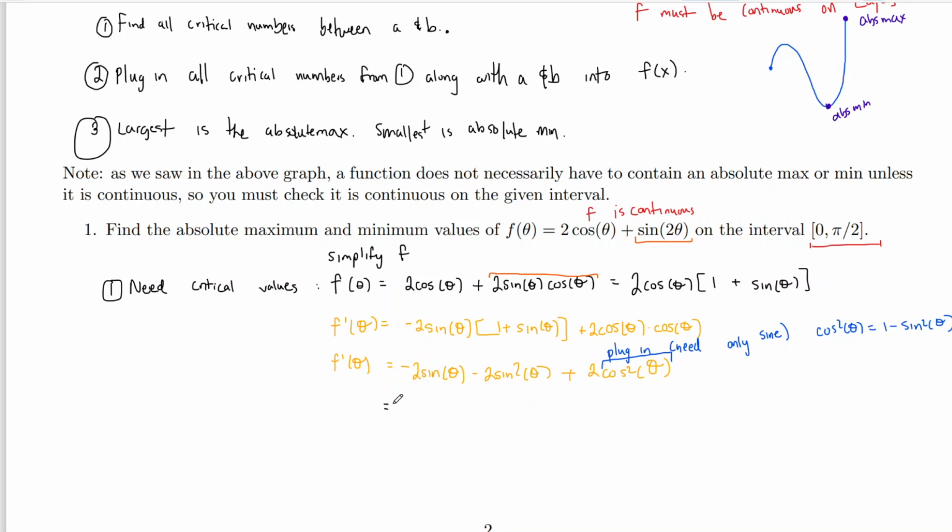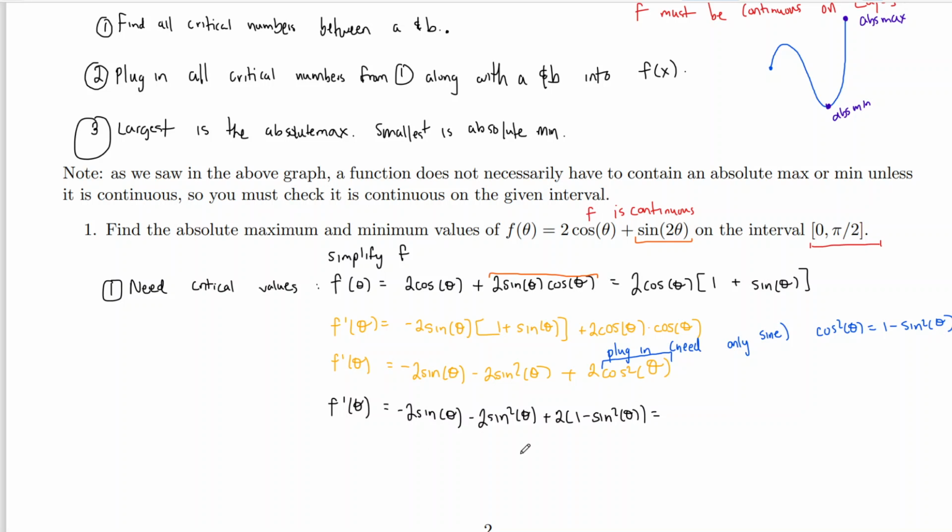Once again, this one's pretty much doing a lot of work just to be able to find the critical values. We've got negative 2 sine of theta minus 2 sine squared of theta, and then plus 2, and in place of cosine squared of theta, we have 1 minus sine squared of theta.